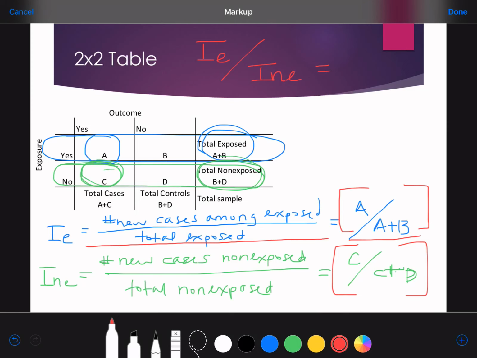So when I put this in my calculator, this is how I put it in so that it doesn't get messed up. I put in bracket A divided by A plus B, bracket, divided by C divided by C plus D. If you don't do this, you can end up having bad data. So you've got to remember your brackets when you're doing this. But ultimately, that's how we calculate our relative risk.